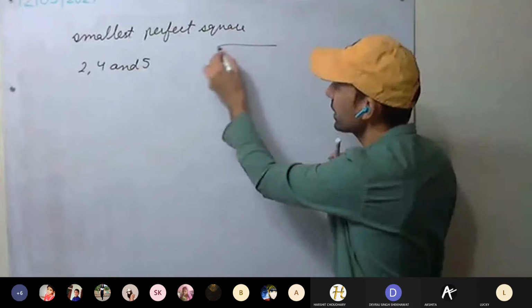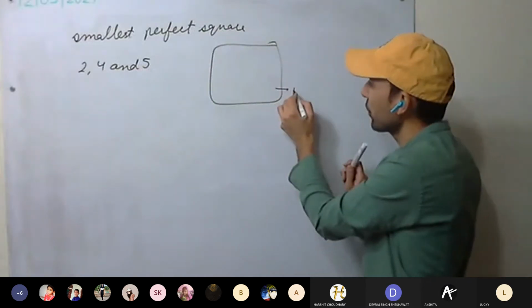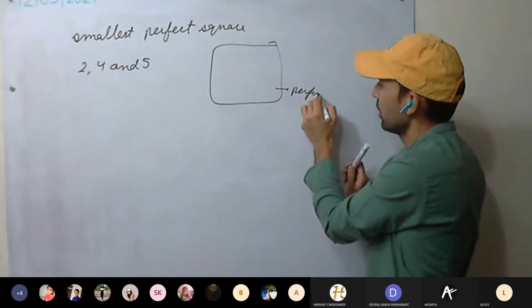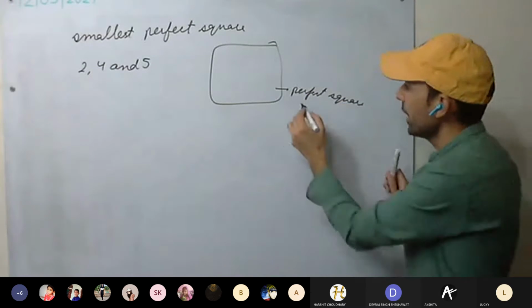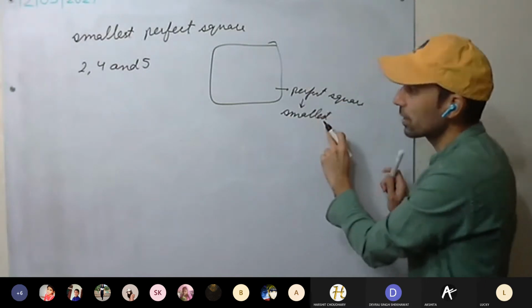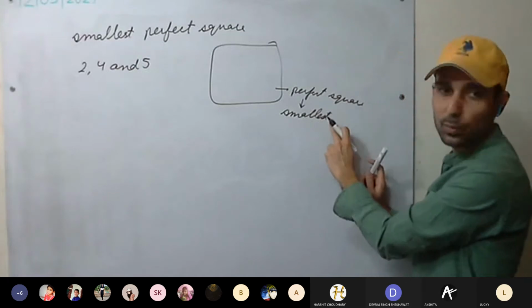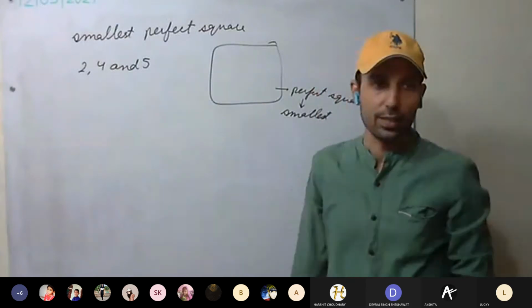The smallest perfect square we have to find. A number we have to find, which is a perfect square, and it has to be the smallest number, which has to be a perfect square and divisible by 2, 4, 5.